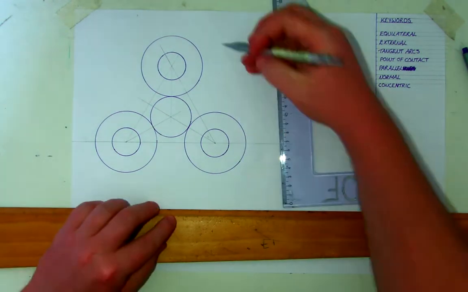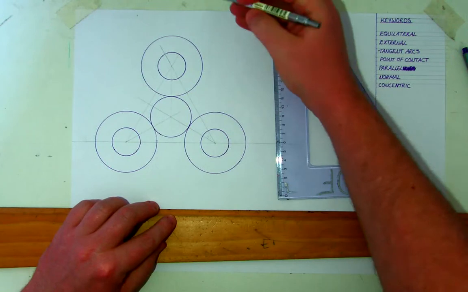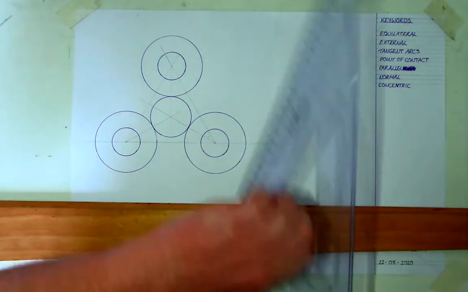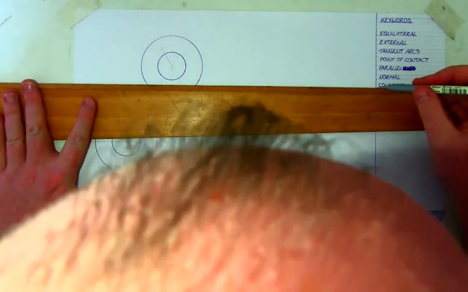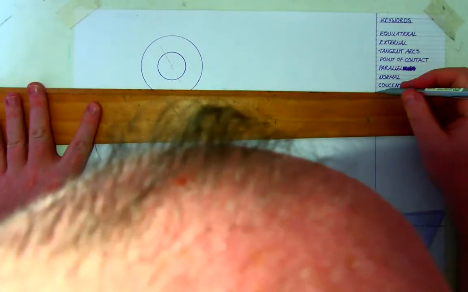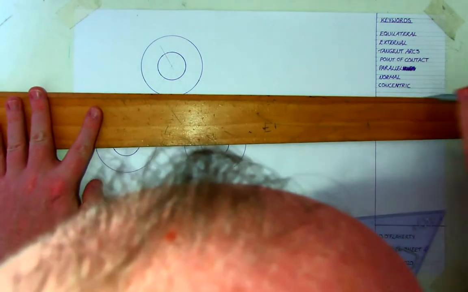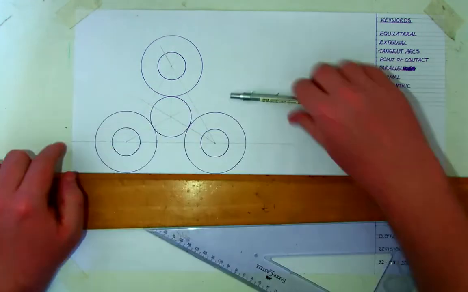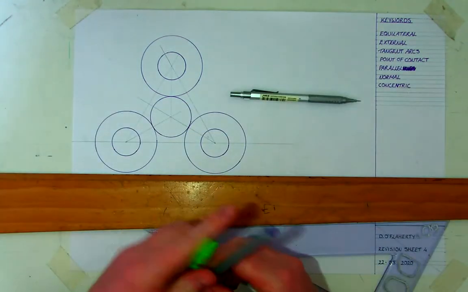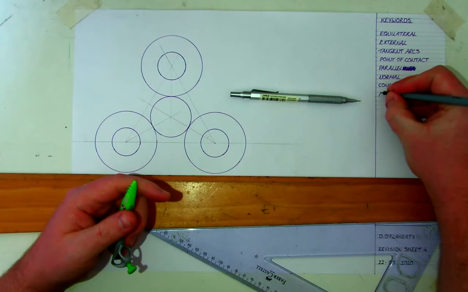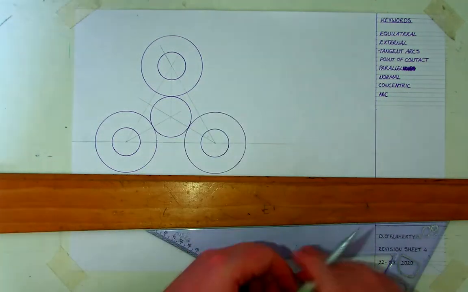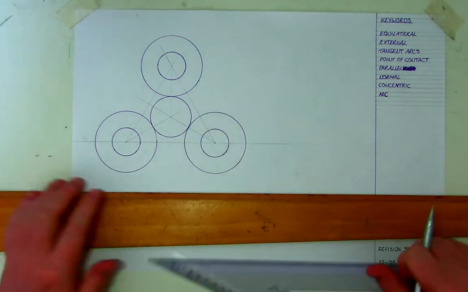So it says here there's an arc of radius. An arc is part of a circle. We'll stick that in our keywords. I'll put in a few more lines here. Okay, so let's stick arc in here. Arc, which is any part of the circle, is an arc.